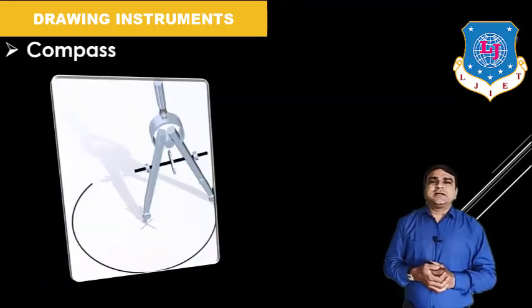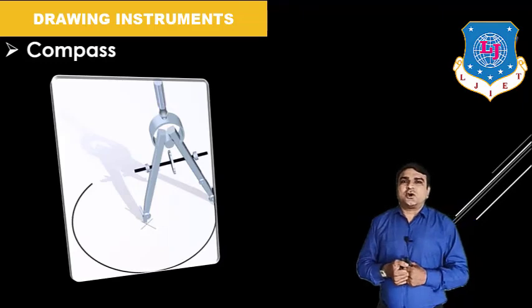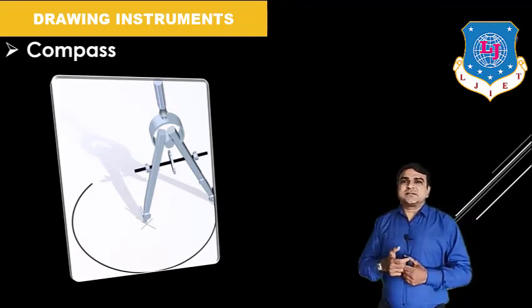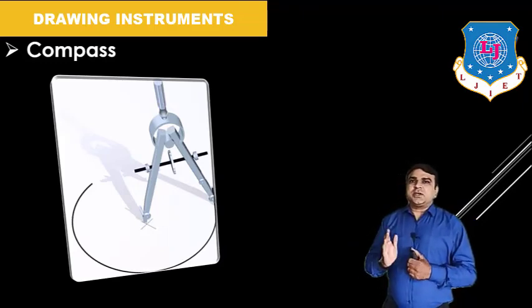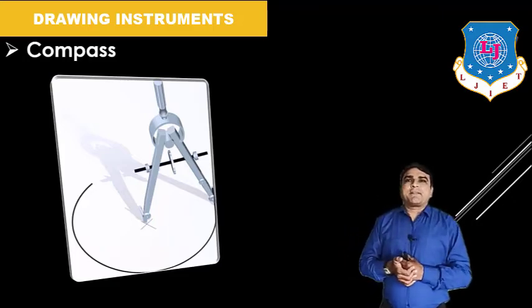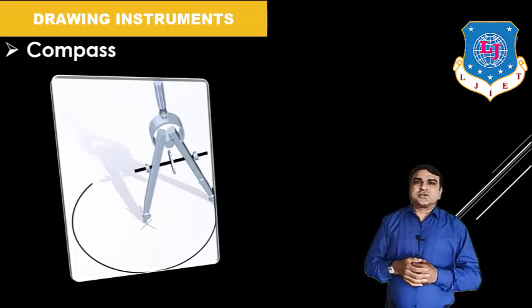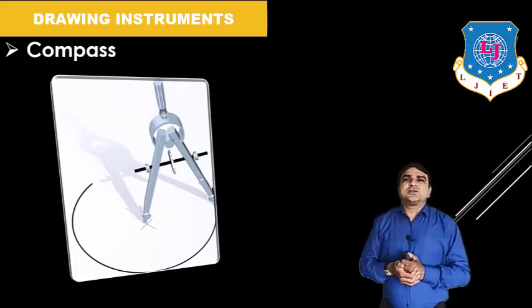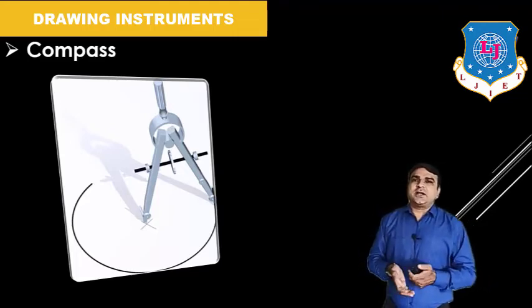Now compass is used to draw circles and circular arcs. In a compass there is one needle edge and one pencil lead edge. The distance between these two is known as the radius of the circle or the radius of the arc.